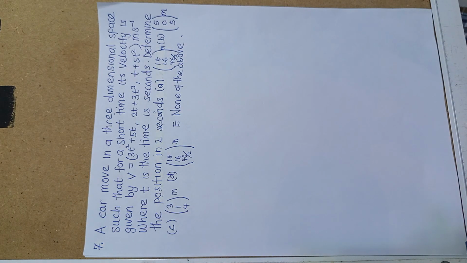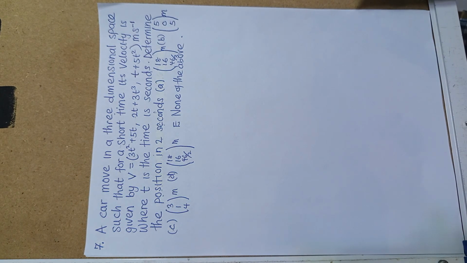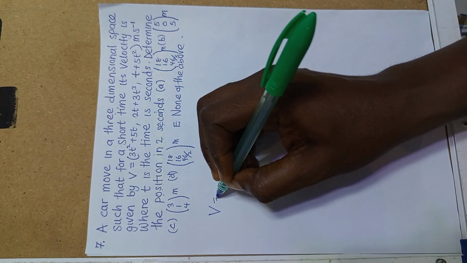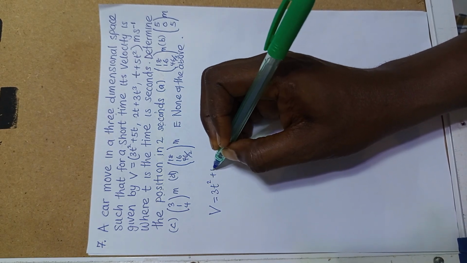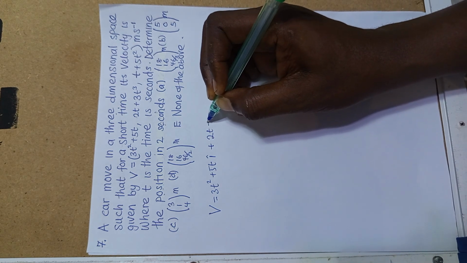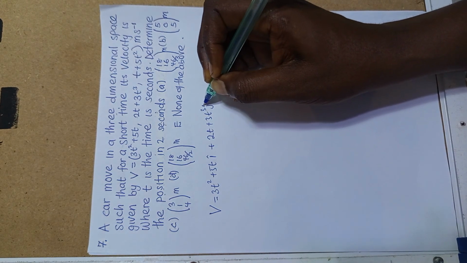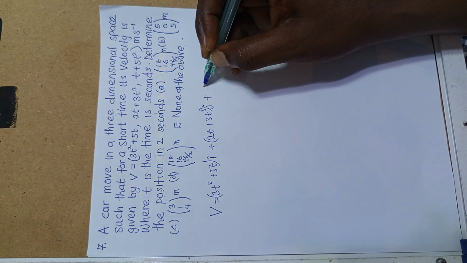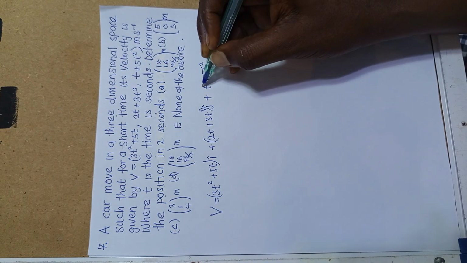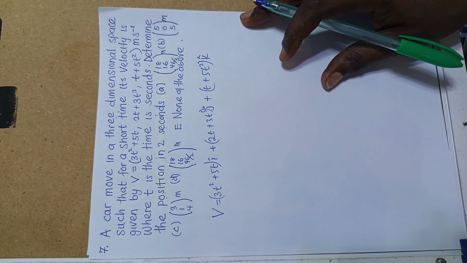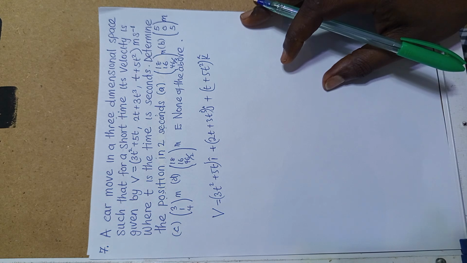Number 7 says that a particle moves in 3-dimensional space for a short time. Its velocity is given by v equals (3t squared plus 5t) i plus (2t plus 3t cubed) j plus (t plus 5t squared) k. What they say we should find is the position vector at 2 seconds.